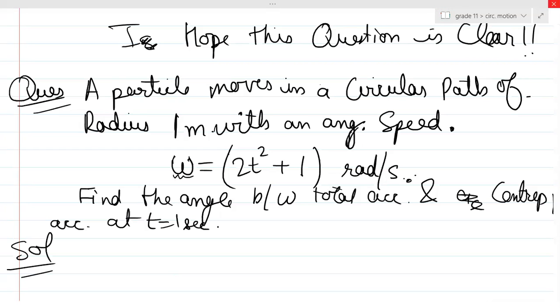Sir, I don't know. They've asked to find the angle. They have asked to find out the angle, right? Angle between total acceleration and centripetal acceleration. For that you need the centripetal acceleration, and for finding out the total acceleration you need the tangential acceleration as well. So basically they have just given you omega and the radius, and they are asking you to find out everything. Shuru ho jao.